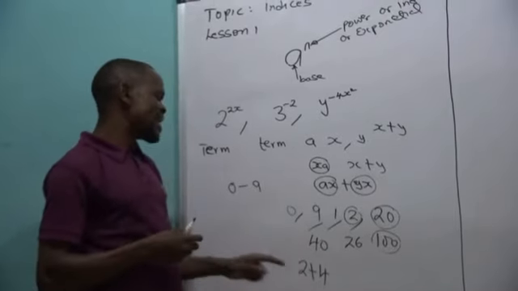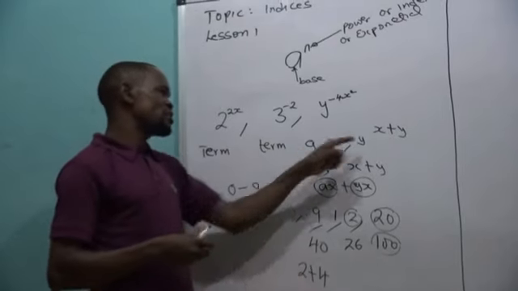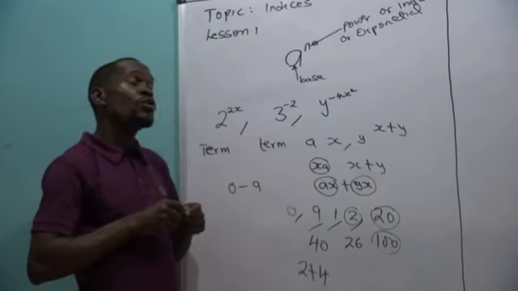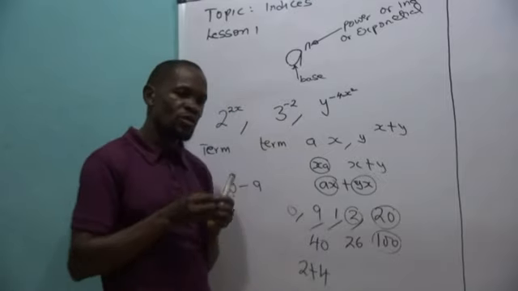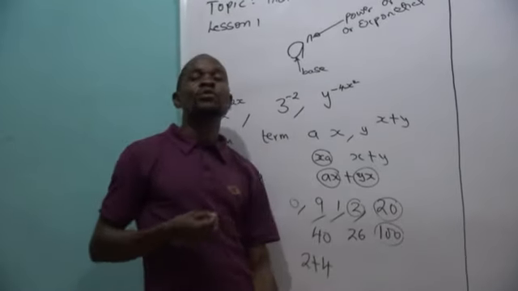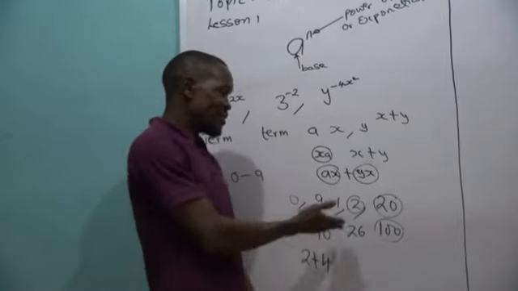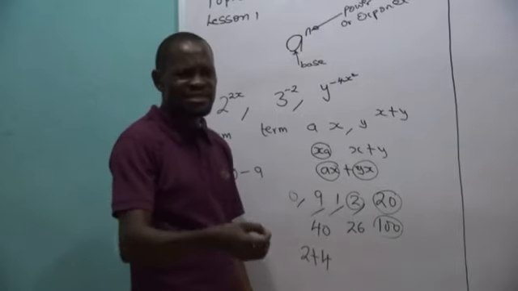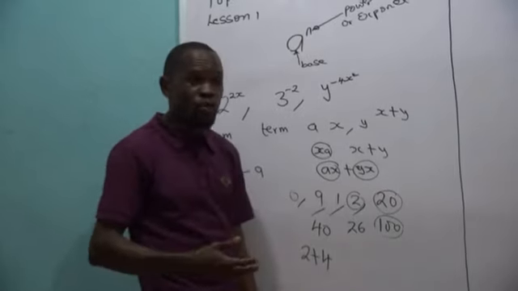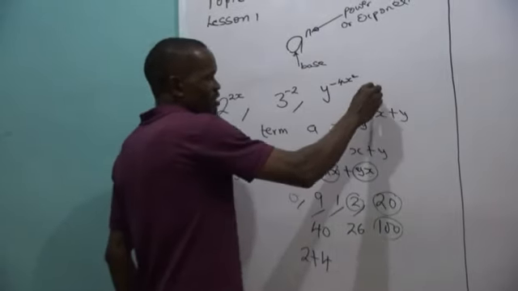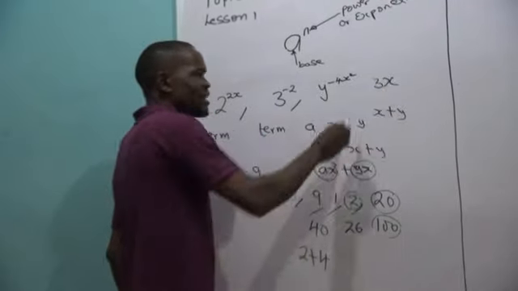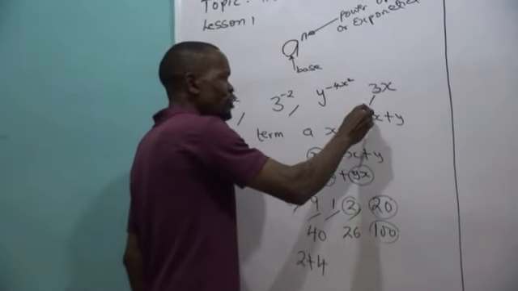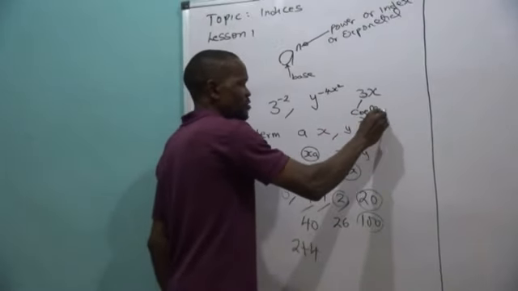Remember, we said A to Z is a term, and 0 to 9 is a term. And this 0 to 9 will only be a term when it stands alone. As I write it now, 26 is a term. But immediately it is associated with an alphabet, it is no more a term. It becomes a coefficient. Look at what I'm talking about. If I write down 3x, this 3 is no more called a term. It is called a coefficient.